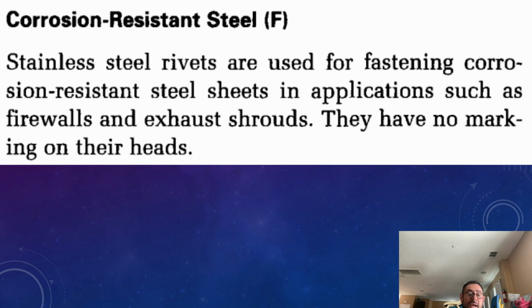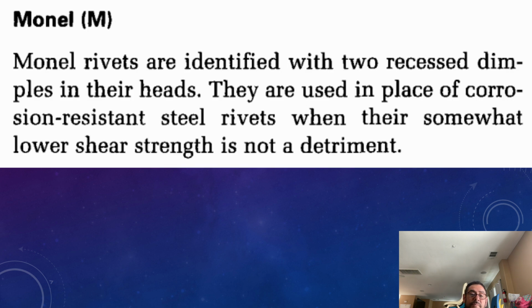Stainless steel, right? Corrosion-resistant steel, F as in Foxtrot. These rivets are used for fastening corrosion-resistant steel sheets in applications such as firewalls and exhaust shrouds. They have no markings on the head. So if you're wondering, wait a minute, how do I determine which rivet it is?